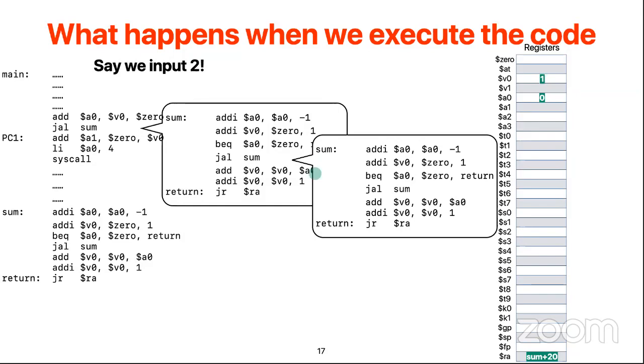Now your branch instruction says that, well, if it's equal to 0, then let's go to return.